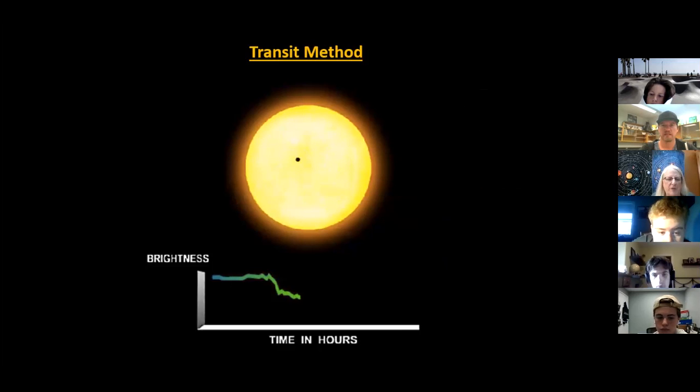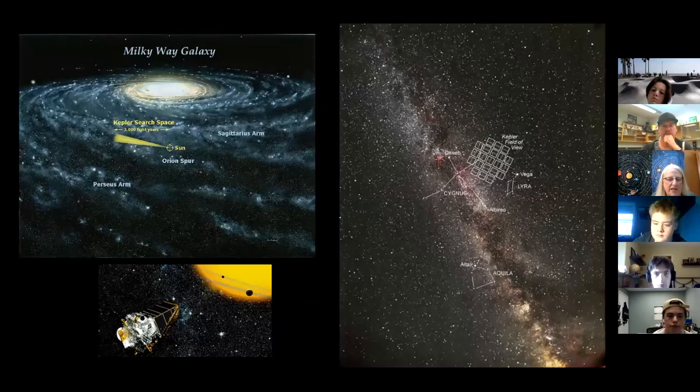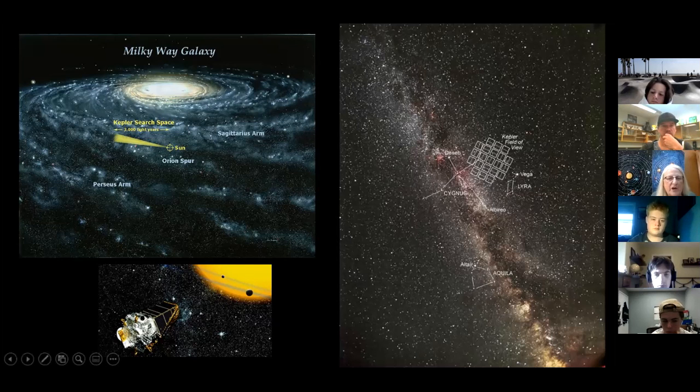So the transit method: if a planet crosses in front of the star, the brightness of the star dips by just a small amount. And this depends on the relative sizes of the star and the planet. So we can determine a planet's radius by this transit method. The most prolific one was in 2009. The Kepler mission went out, it was a telescope, we see on the bottom here.